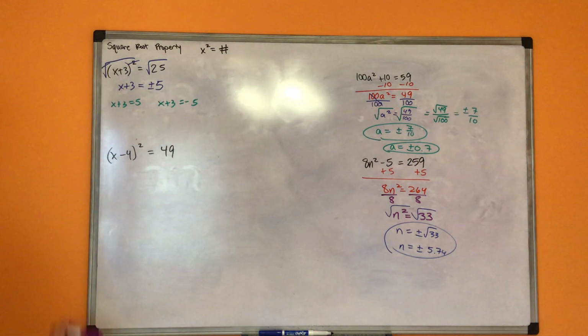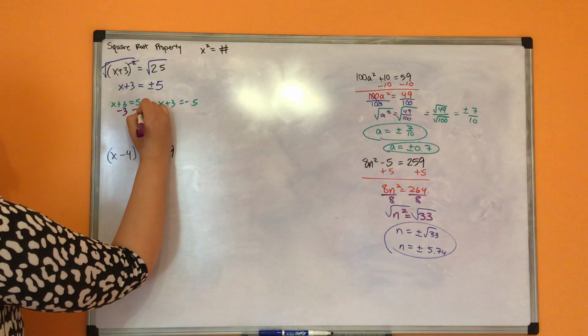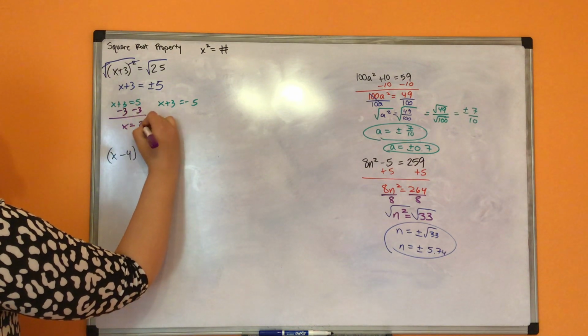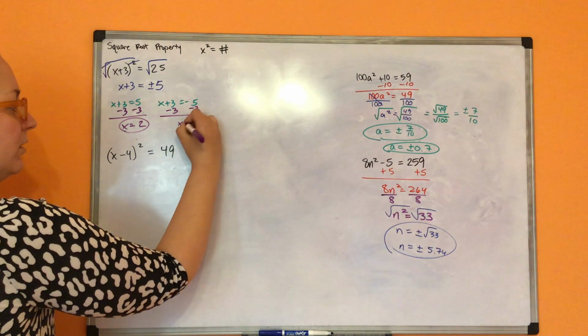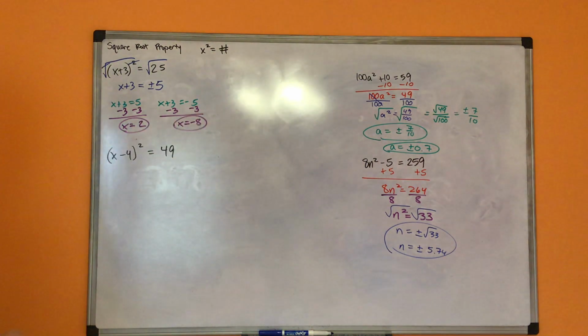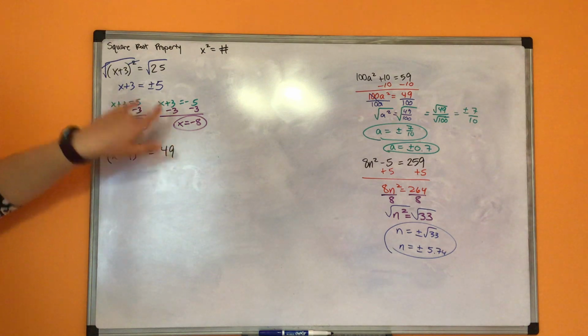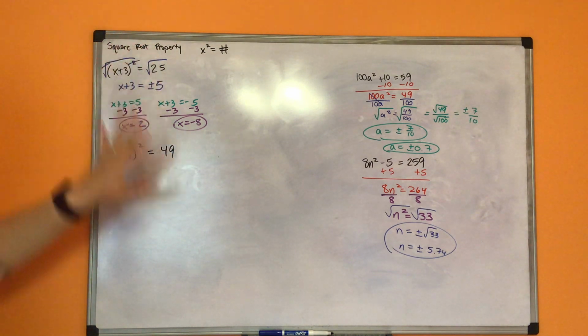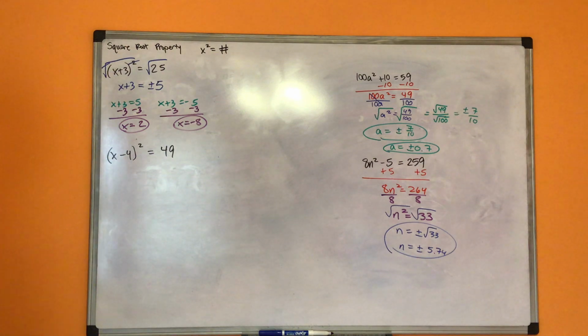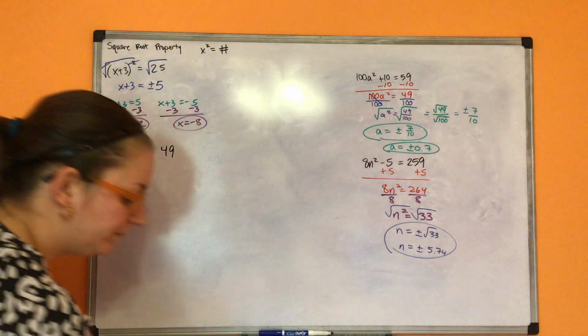Okay. So let's solve these both. To get x by itself, I need to subtract 3. 5 minus 3 is 2. And my other solution is negative 8. Notice now that my answer isn't plus and minus the same number because I had to subtract 3 to two different numbers. So that's why your answers are going to look a little bit different here.